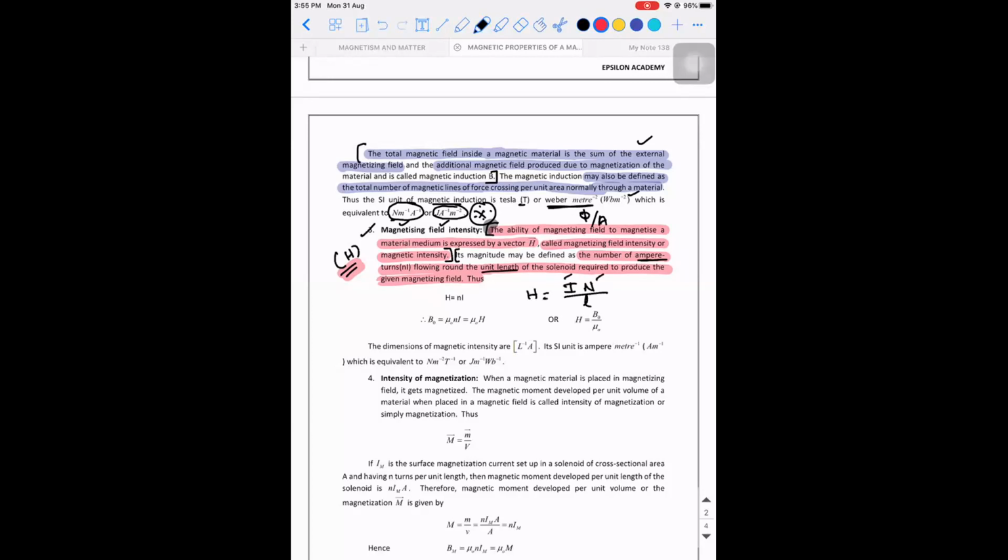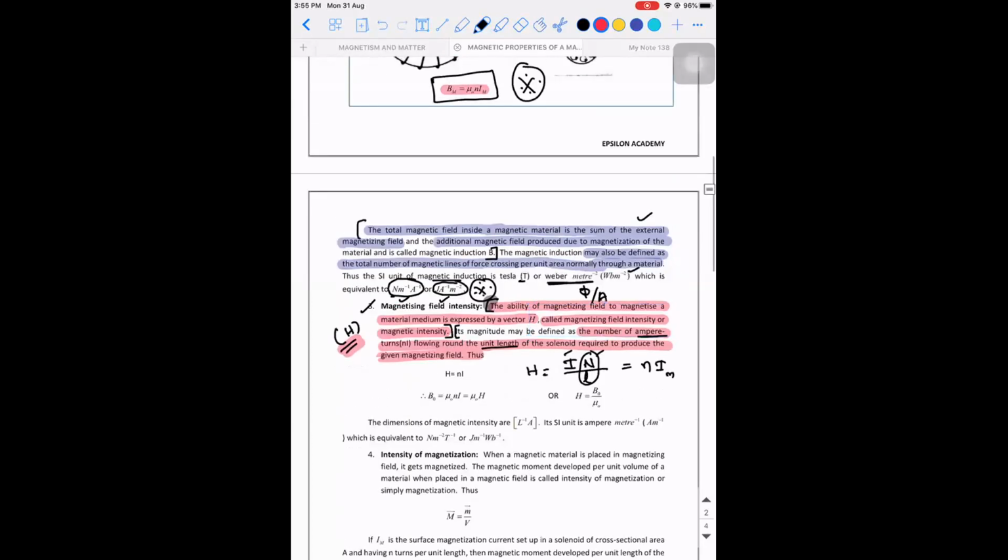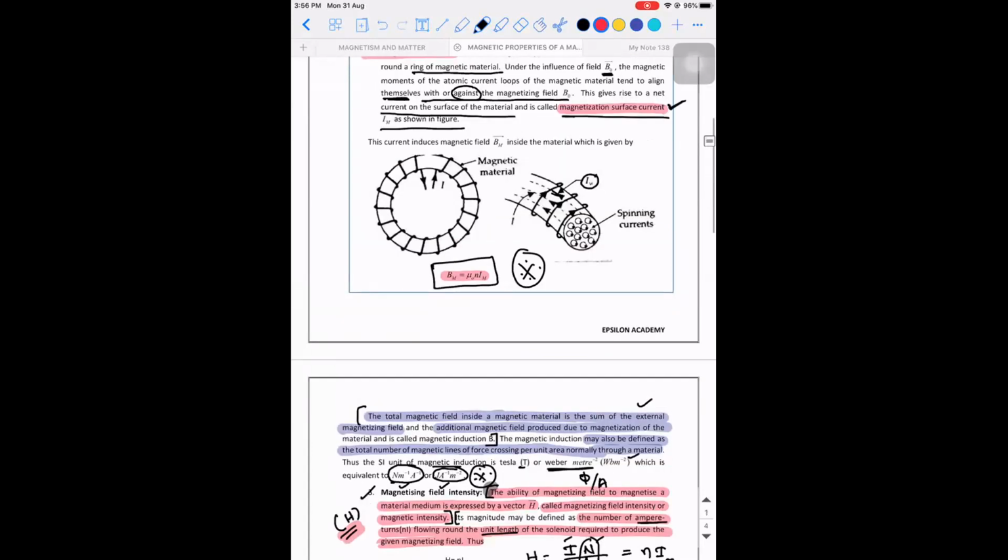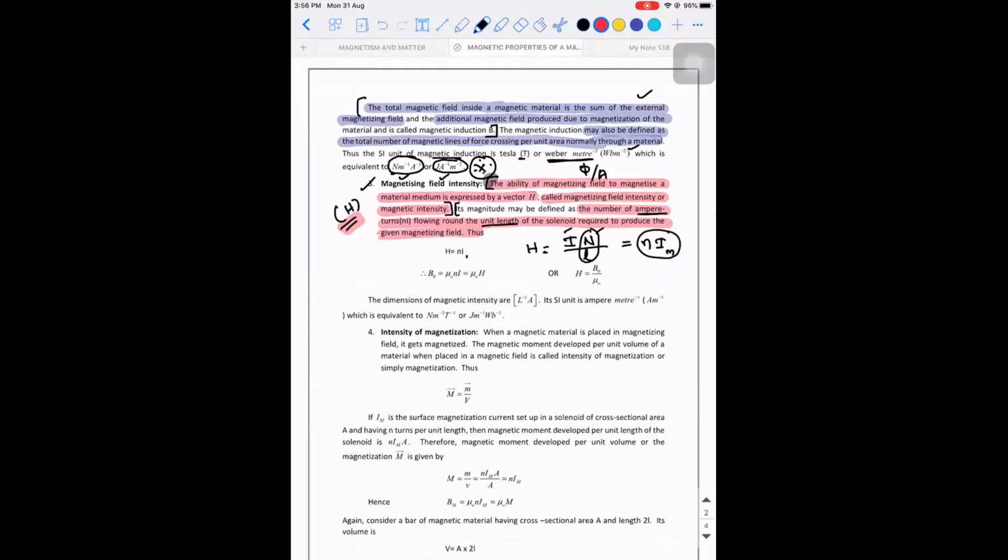So what is N divided by L, guys? That is the number of turns per unit length multiplied with I. This I is nothing but Im. We have written it, what is Im? Magnetization surface current. So H is equal to N into Im. I'm just making a small change. The ampere turns concept is defined only for a solenoid. Since we have taken the example of a solenoid, we are able to give an alternate definition to it. So H is equal to N into Im. I hope it is clear. Can I proceed?